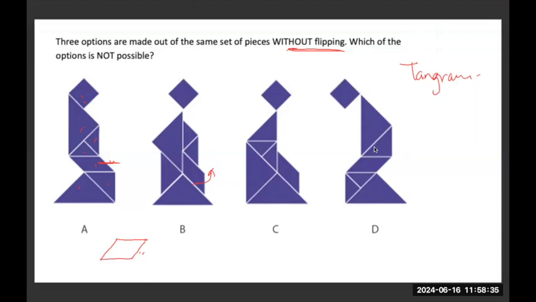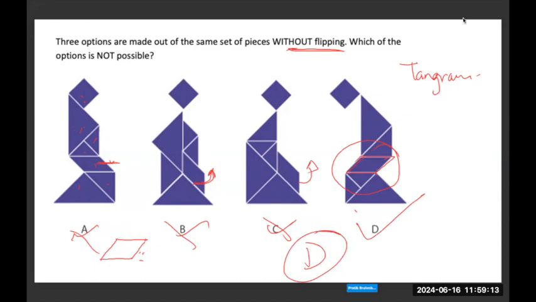So in this case, like I said earlier, the rhombus is the only shape. In case of B, when I rotate the shape like this, it looks like this. In case of C also, when I rotate it like this, it looks exactly how A or B will become. And in case of option D, it is the only one where flipping is done. So D is the one which is not possible in the tangram puzzle, and A, B, and C are made up of the same set of pieces. So D is the one which is correct.